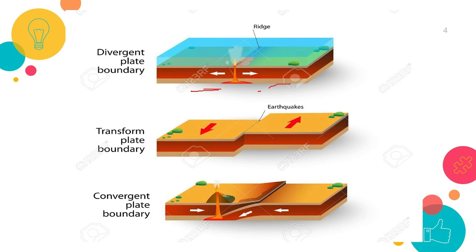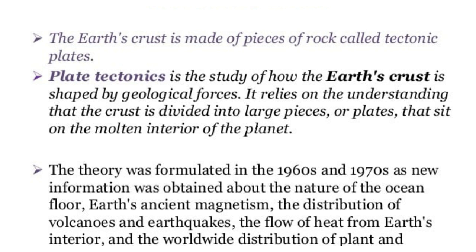These are the three plates and how it will happen. So the movement of these plates has changed the position and the size of the continents over millions of years. Here you can see the explanation: plate tectonics is the study of how the Earth's crust is shaped by geological forces. It relies on the understanding that the crust is divided into large pieces or plates that sit on the molten interior of the planet.